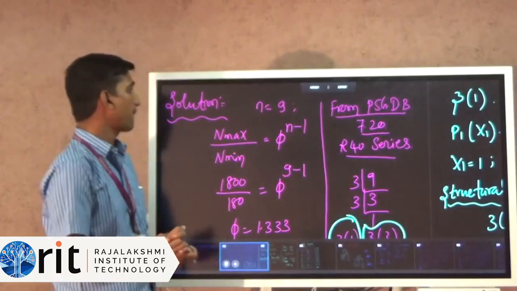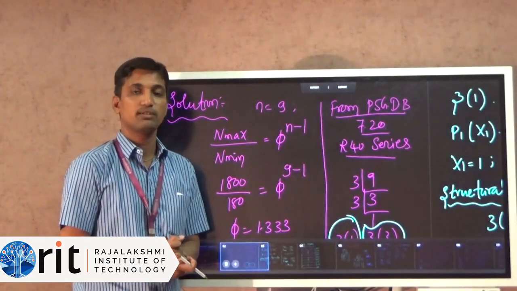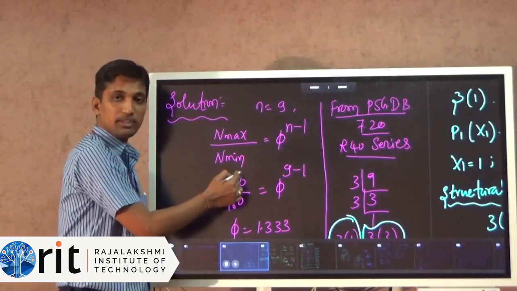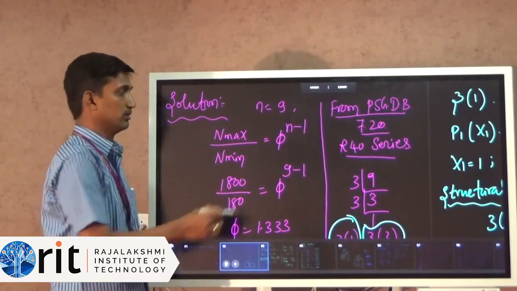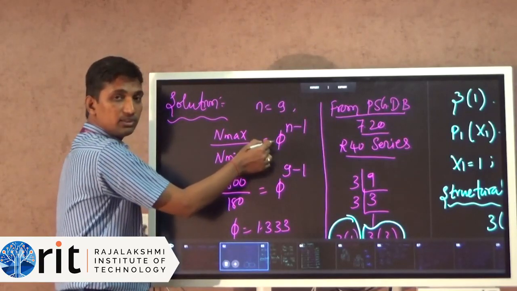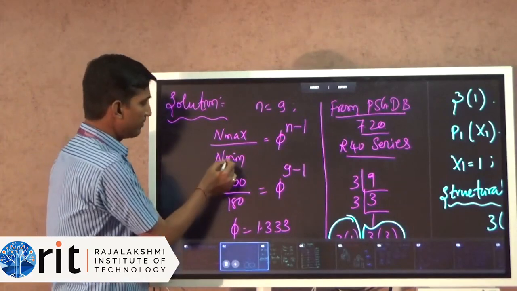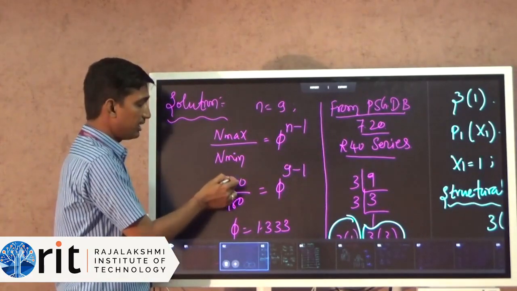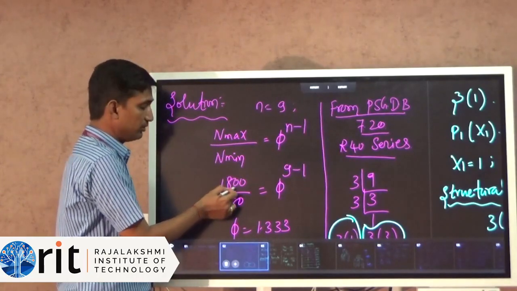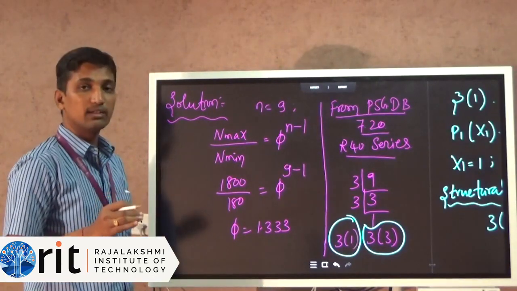In the solution part, first we have to find the progression ratio. The formula to find the progression ratio is n max divided by n min equals phi power n minus 1. The n represents the number of speeds, and phi is the value we are supposed to find. n max is the maximum RPM. Since the problem gives a maximum RPM of 1800, I substitute that value here. The minimum speed is given as 180 RPM.